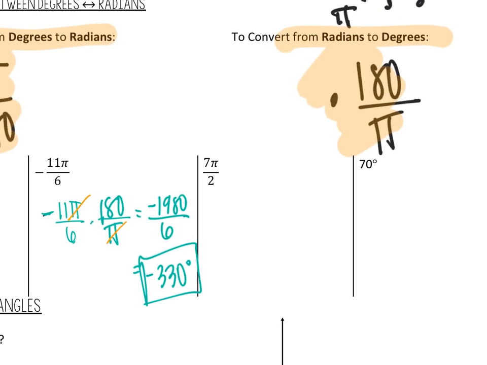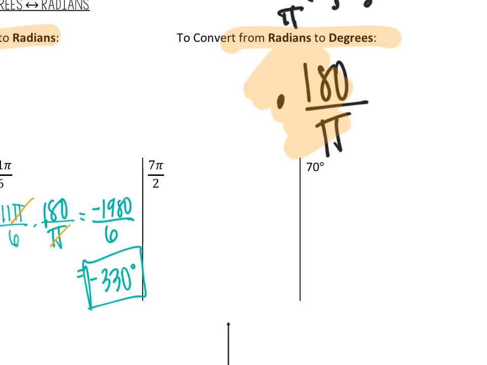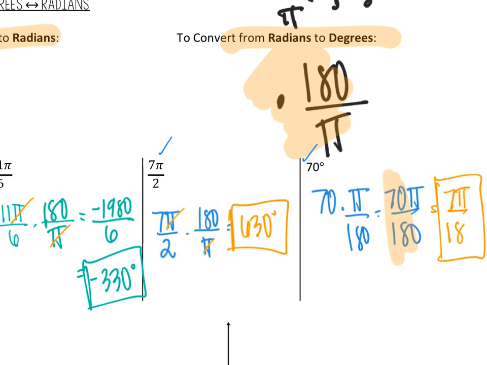I want you to pause the screen and try out these two. Try changing 7 pi over 2 into degrees and try changing 70 degrees into radians. 7 pi over 2, you should have converted to 630 degrees. 70 degrees, you should have converted to 7 pi over 18.